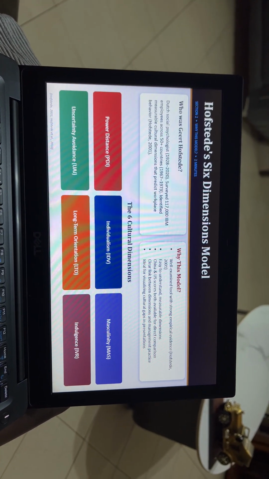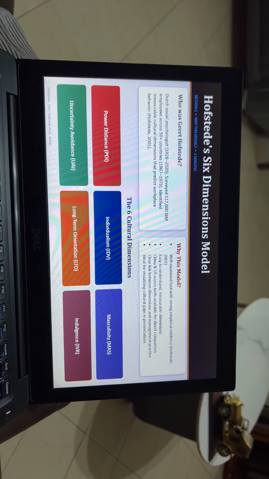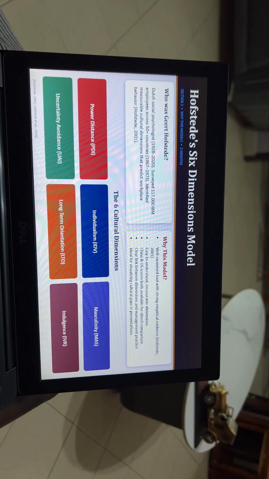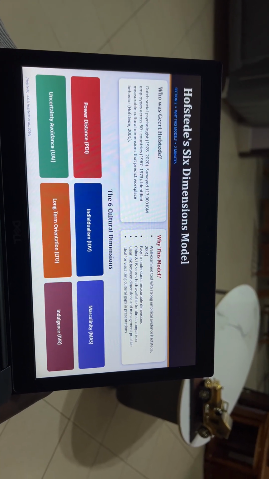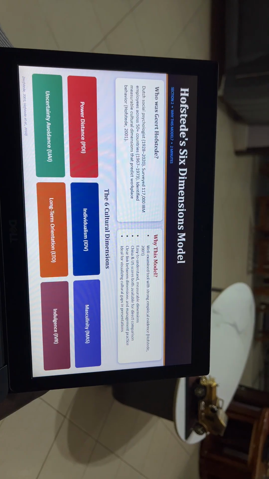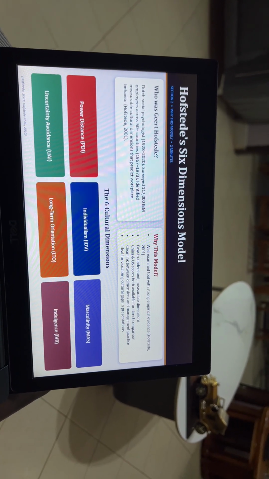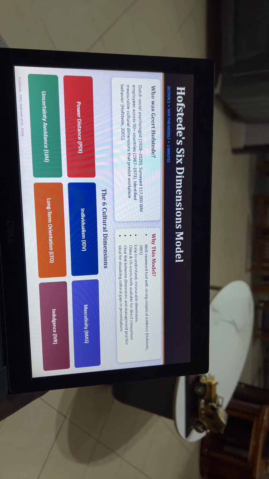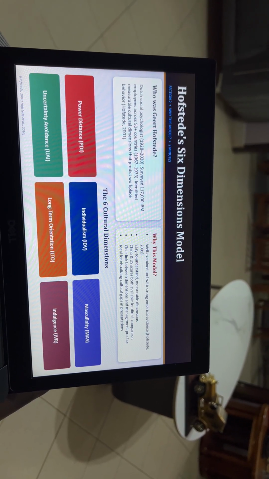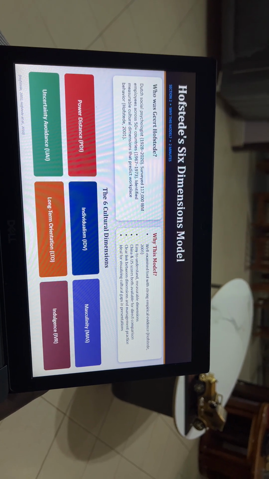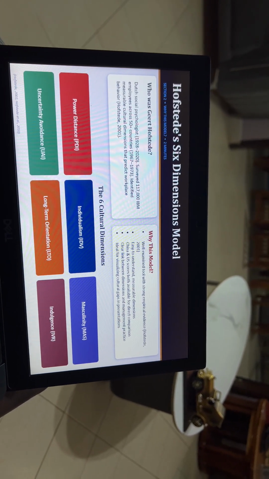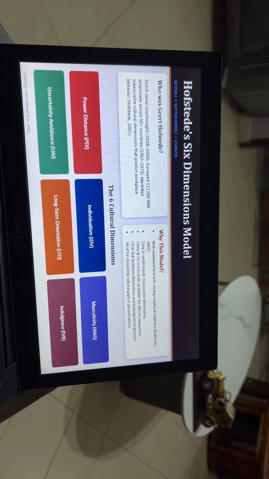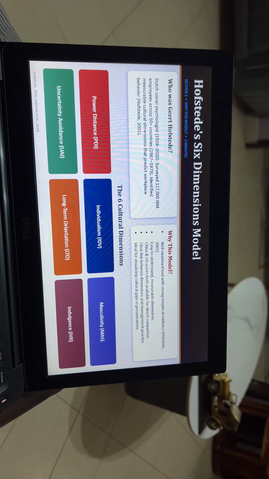Now we go to the Hofstede 6 dimensions model. Now, who is Hofstede? He was a Dutch social psychologist between 1928 and 2020. He surveyed 117 IBM employees across 50 plus countries. He identified measurable cultural dimensions that predict workplace behavior.